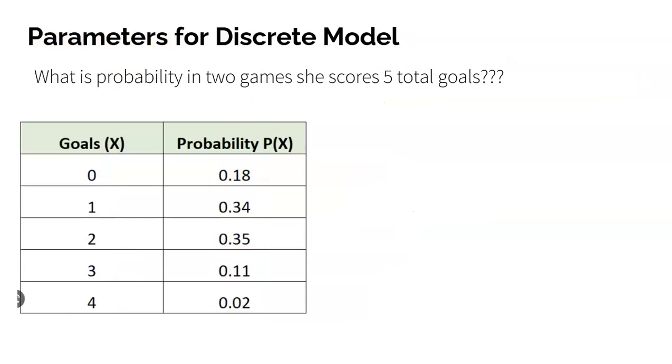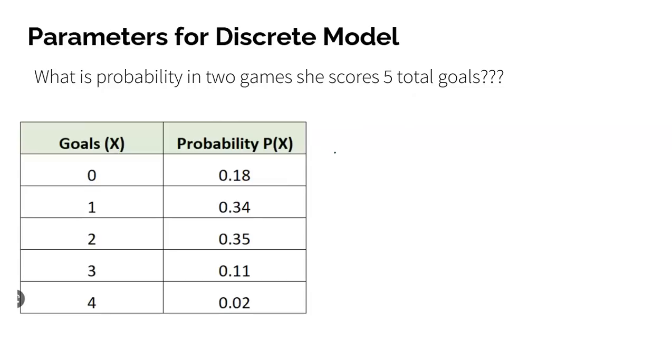Now, here's another cool type of probability question that often comes up with these probability models. In this case, we're going to stay with the same model there for Sally Hunter's goals, but it says, what is the probability in 2 games she scores 5 total goals? So now we're trying to figure out 2 games. What's going to happen over the course of 2 games? So now we got to think, well, okay, 5 total goals.